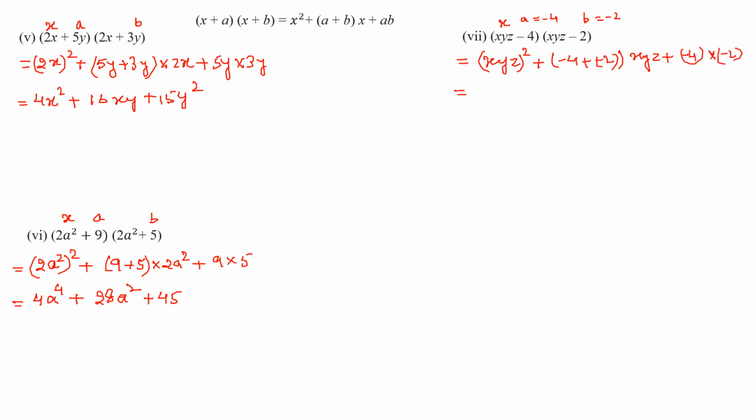Now xyz whole square will give x square y square z square. Then minus 4 plus minus 2 will give minus 6, and then multiply with xyz, plus minus 4 into minus 2 will give 8. So this is the seventh question. Now we will move to the next question.